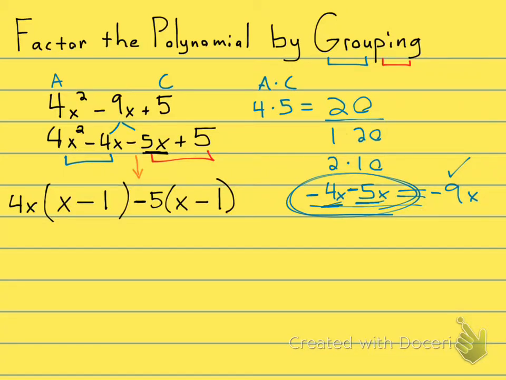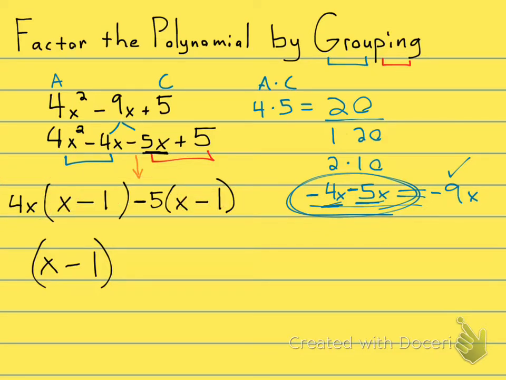Okay, now I have to stop there. I can't do this problem unless these two are the same. So am I happy? Yep, I'm happy. Now all I have to do is take out that x minus 1 in the front. Okay, it's like I'm taking this and this and pulling it out in the front. And what am I left with? 4x minus 5.